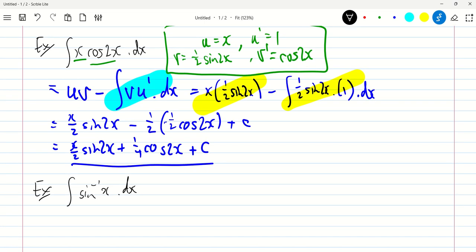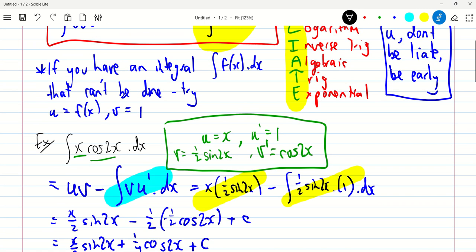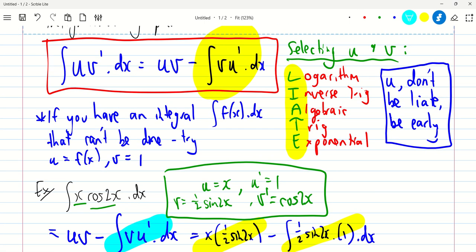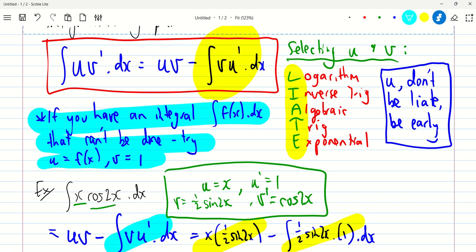Here, we've got no way to move forward. We have no idea what this is equal to, but there's just one suggestion, and I've put it up here: if you have an integral that can't be done, try doing integration by parts with u equal to f of x and v dash, I should have said v dash, my apologies, I've made a mistake there, v dash is equal to 1.